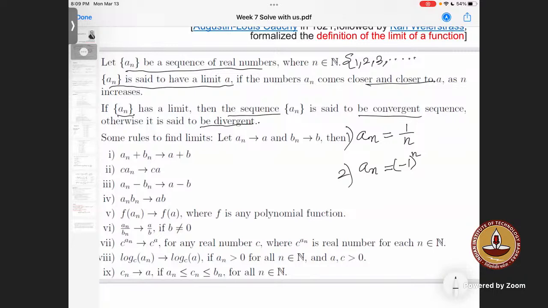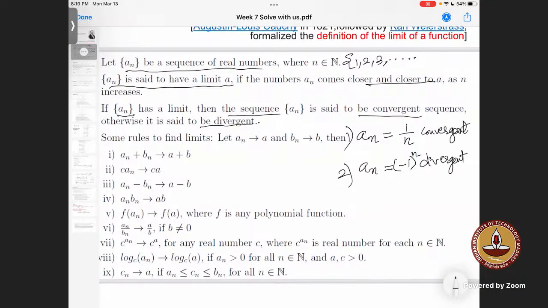As the value of n increases, 1 by n becomes smaller and smaller, so we can say that it approaches 0. Whereas in the second sequence, one time it will be plus 1, and one time it will be minus 1, depending upon whether n is even or odd. So this is clearly a divergent sequence, whereas the other is clearly a convergent sequence.